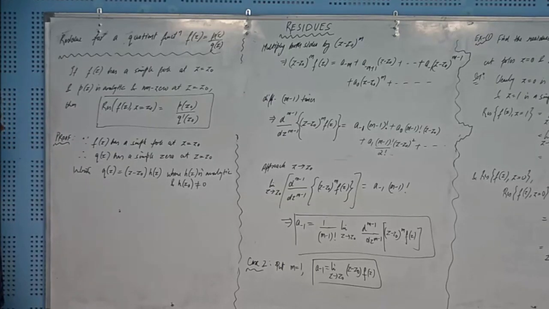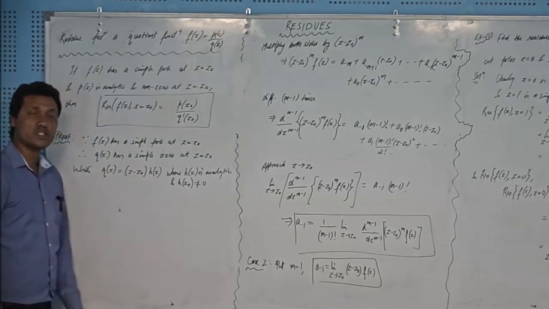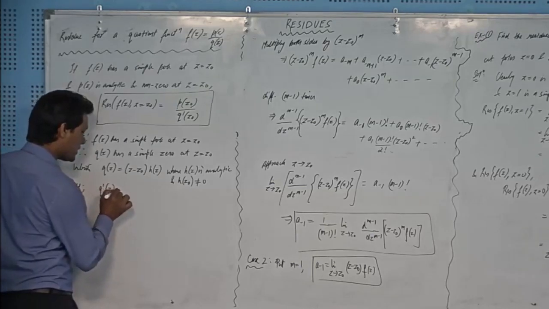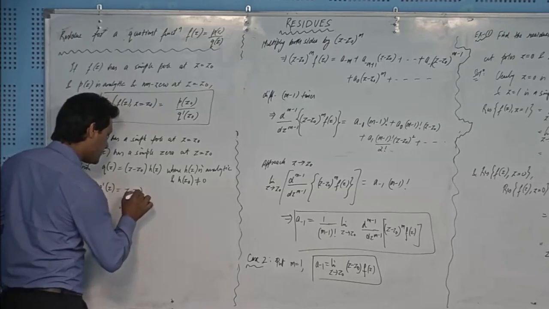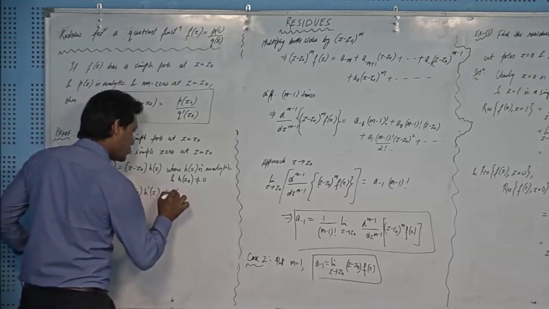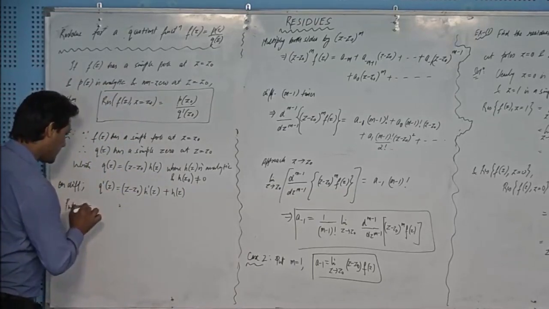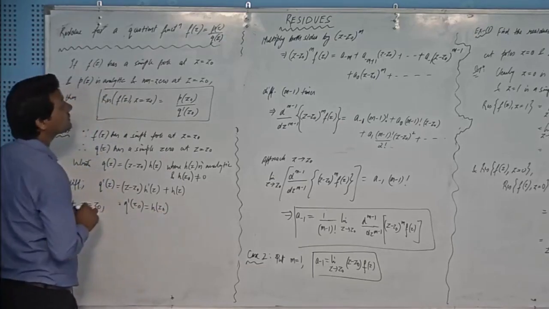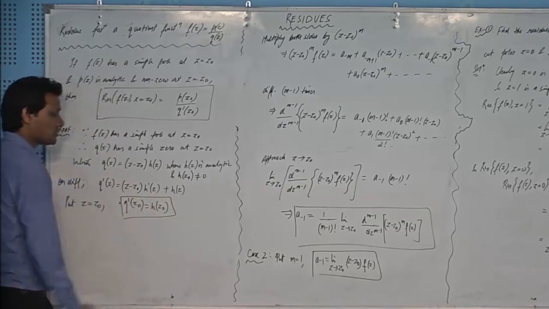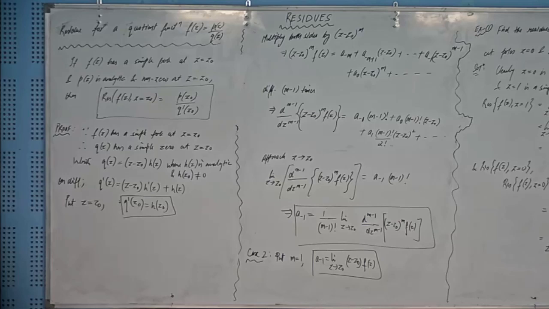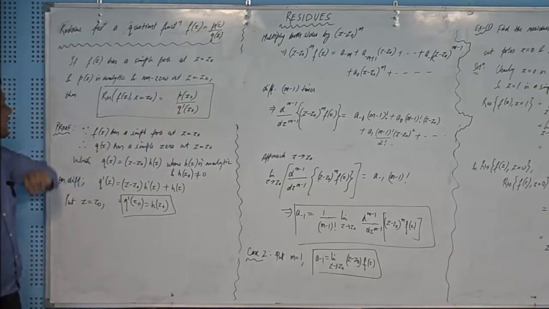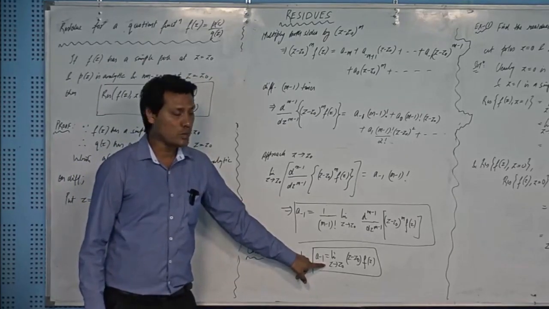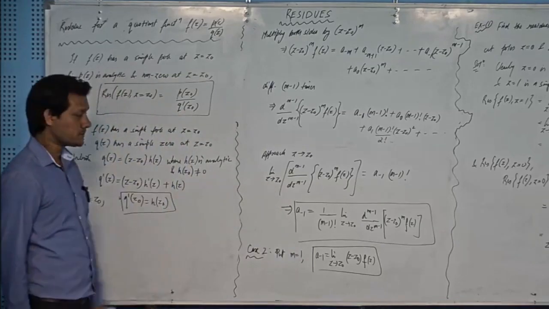Then I will differentiate this equation on both sides. On differentiation, using the product rule, I will get q dash(z) equal to (z minus z naught) h dash(z) plus h(z). Then plug z equal to z naught on both sides, and you will get q dash(z naught) equal to h(z naught). I will be using this value. Now what do I want? I want the residue, and to reach this result I will use my previous residue formula for a simple pole.